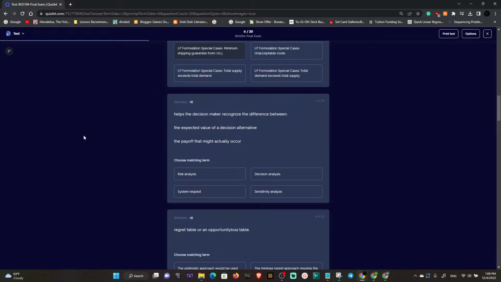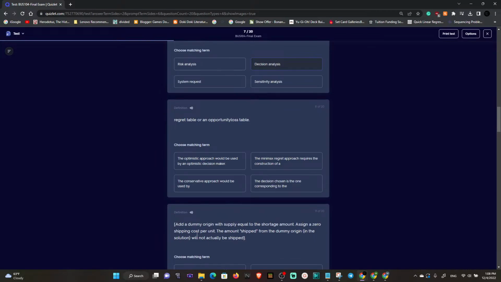Read the next one out loud. Between the expected value of decision alternatives, the payoffs might actually occur. Decision analysis? Sure. Regret table or an opportunity table. That is when the minimax regret approach requires the construction of these.